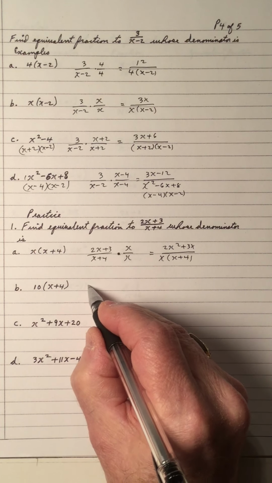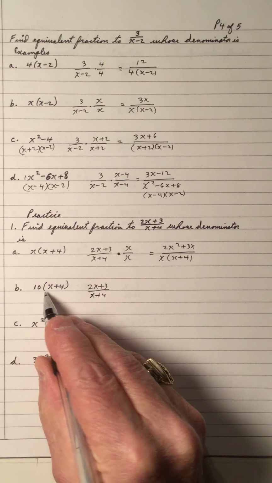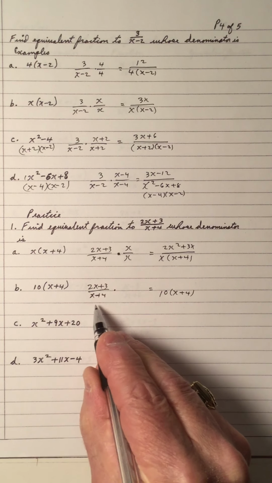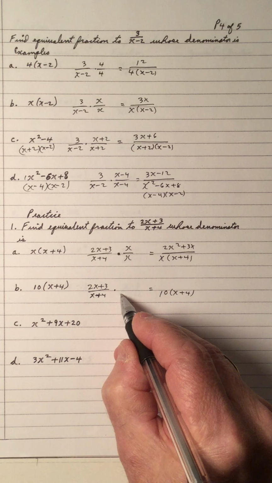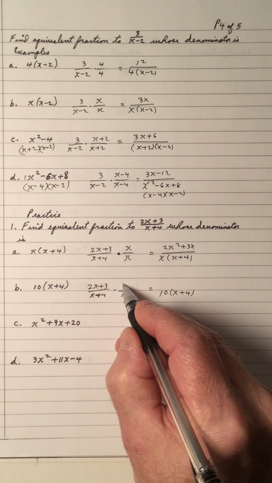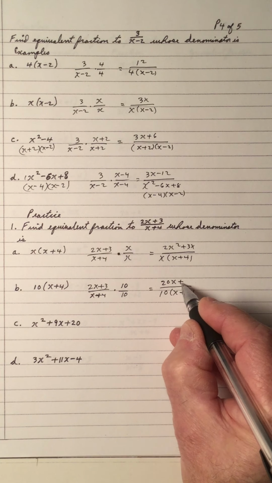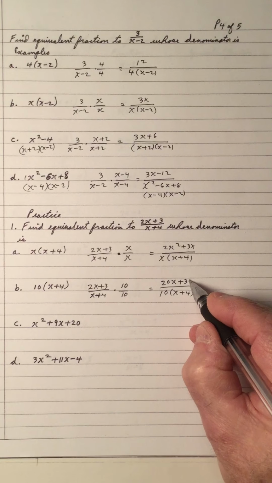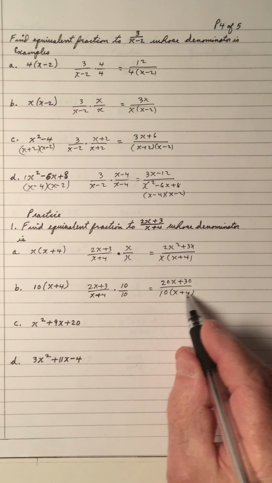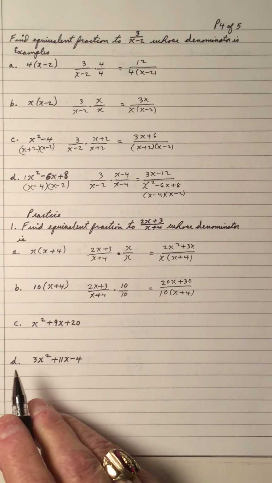And the same here. I have 2x plus 3, and I have an x plus 4. And I want my denominator to be 10 times x plus 4 on the bottom. So I already got an x plus 4. So x plus 4 divided into this will give me a 10. So 10 times x plus 4 will give me this. So I multiply the numerator by 10. So that gives me 20x plus 30. Again, I could have left it as 10 times 2x plus 3, but either or. This fraction is equivalent to 2x plus 3 over x plus 4.